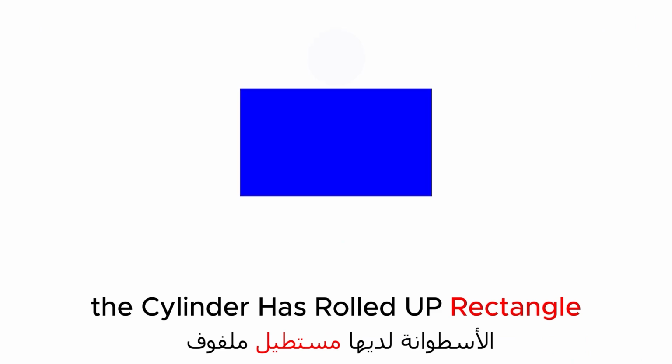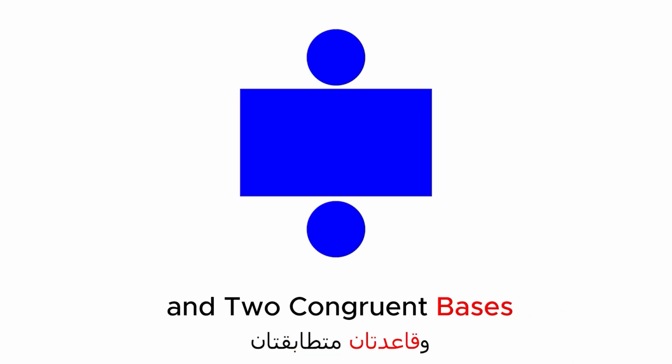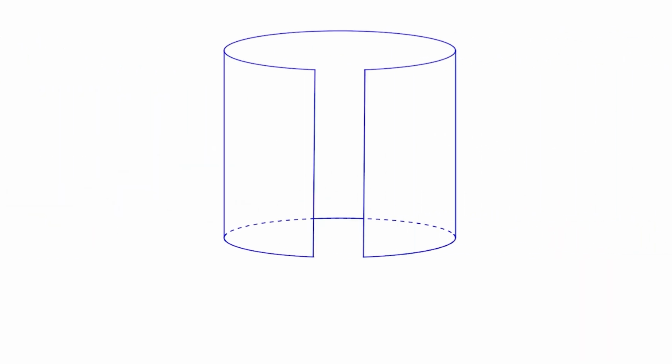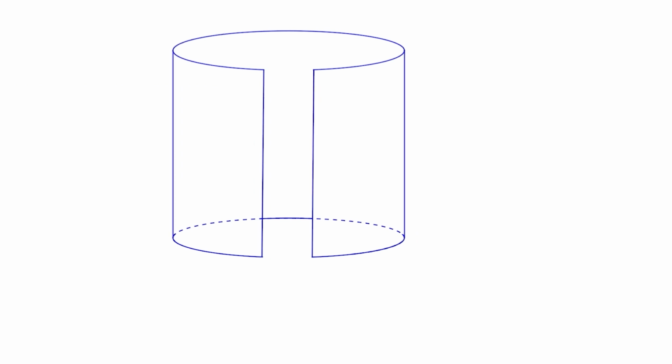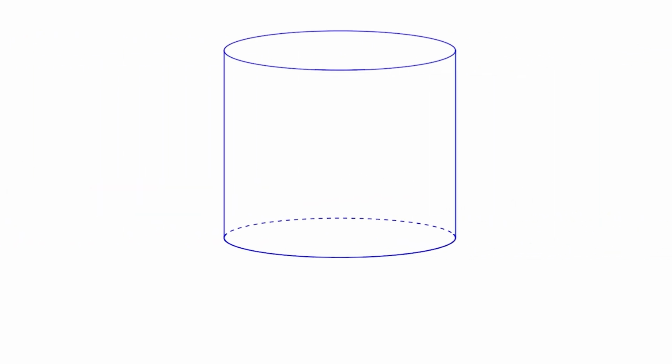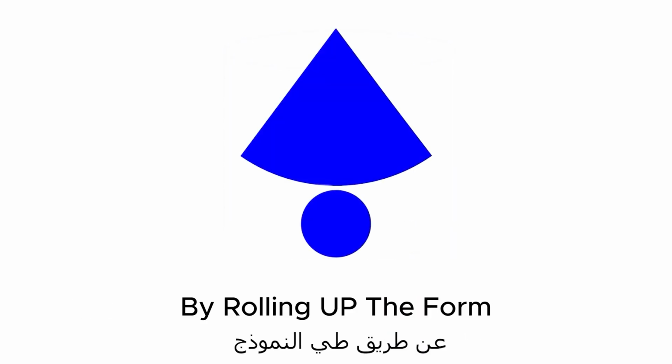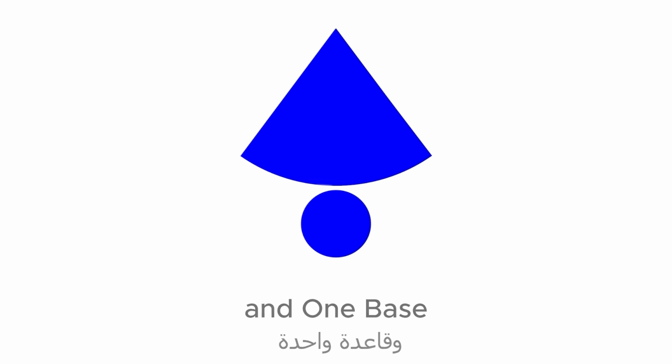The cylinder has a rolled up rectangle and 2 congruent bases. We roll up. The cone has a lateral surface obtained by rolling up the form, and 1 base. We roll up.